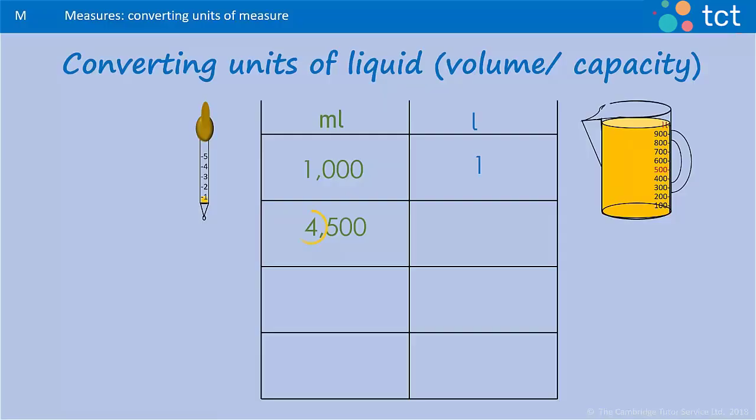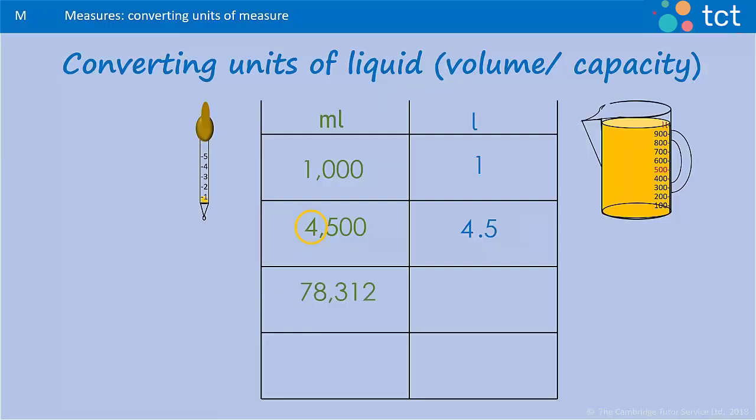If we look at how many whole thousands we have in that number, there are 4 whole thousands. That means there are 4 whole litres. The rest of that is 500 millilitres just left over. So we would put that after the decimal point. And those of you who already know how to write decimals will know that that's the same as 4.5.